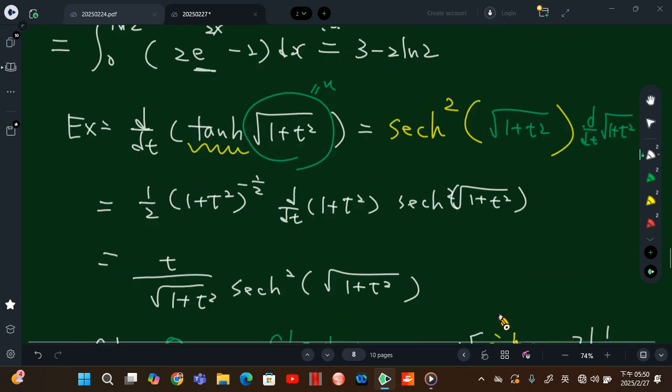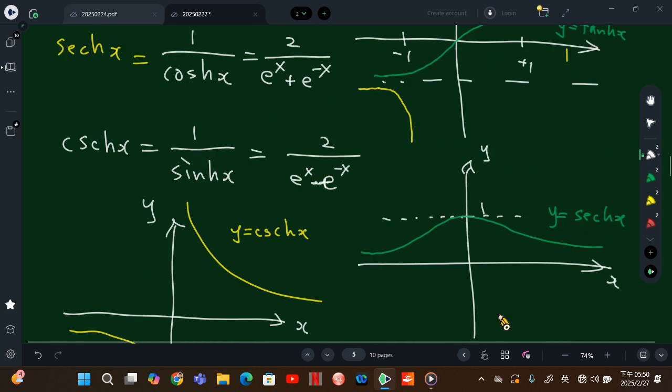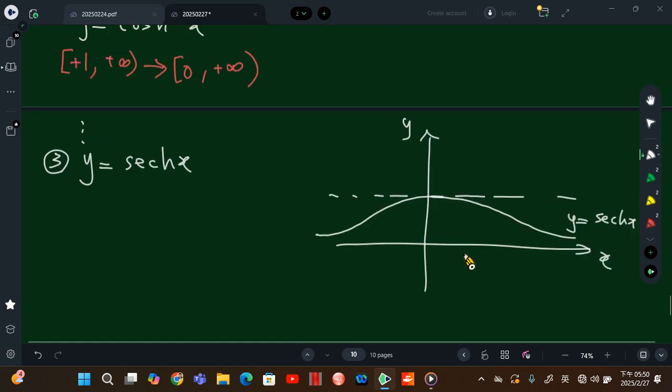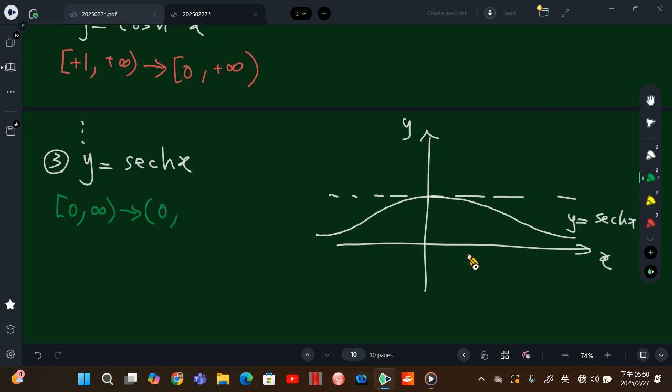So maybe next time when I talk about this part, it will be a little bit faster. So this is a hyperbolic secant, right? Again, this figure is not one-to-one, right? So we need to restrict its domain from negative infinity to positive infinity down to 0 to positive infinity, then it maps to 0, not including 0, but including 1. The endpoint is 1. So we will focus on this part, and this part will have the one-to-one property.